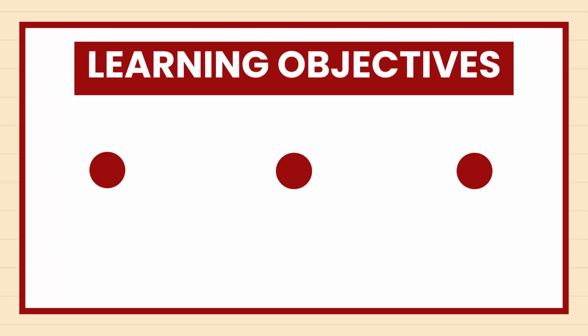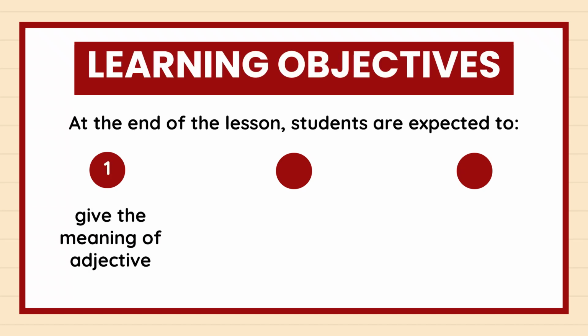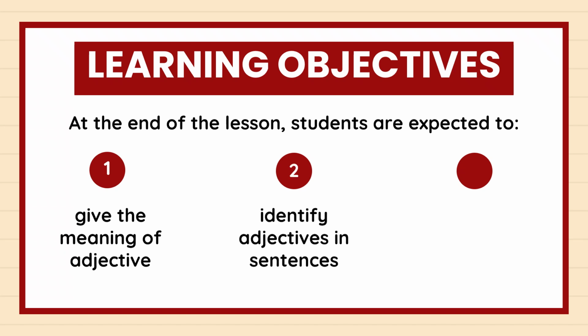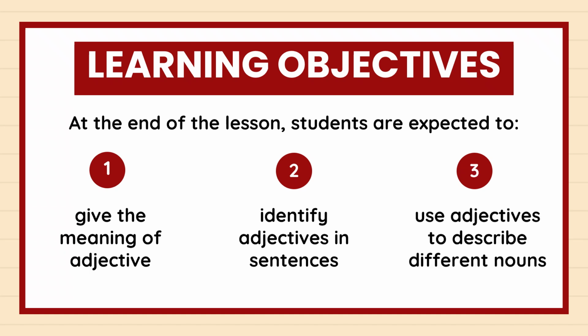Before we start our class, let's look at the things that we need to accomplish in today's lesson. By the end of the lesson, each one of you is expected to, number 1, give the meaning of an adjective. Second, identify adjectives in sentences. And lastly, use adjectives to describe different nouns. Wow! That means by the end of our lesson, you'll be able to describe people, things, and places using beautiful words. Are you ready? If yes, that's great.